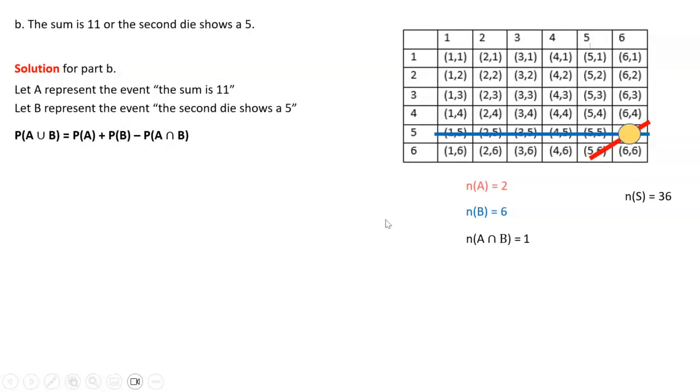So now let's go back and plug the numbers into the formula. There's going to be 2 over 36 plus 6 over 36 minus 1 over 36. And the result will be 7 over 36 is your final result. That's your answer.